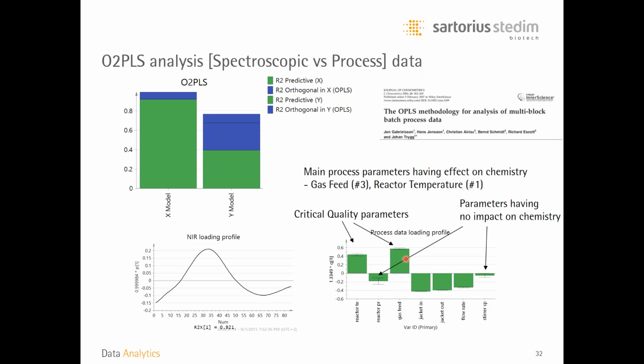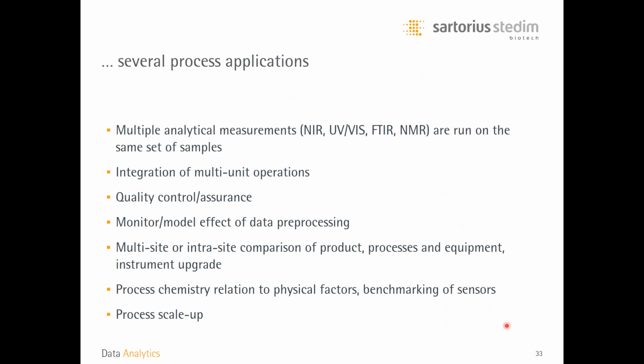Reactor temperature and gas feed, these two are very critical quality parameters. They have a consistent effect on the chemistry, whereas, for instance, reactor pressure and stirrer speed have no or comparatively little influence on the progression of the chemical reaction. We will come back to more details of this data set because it is the one we will be demonstrating.